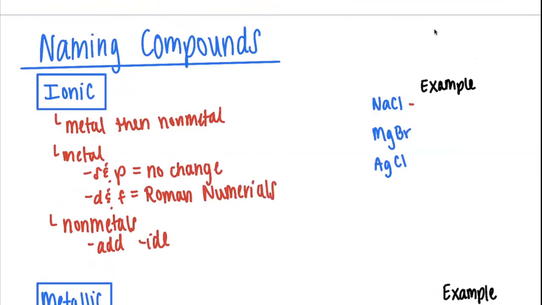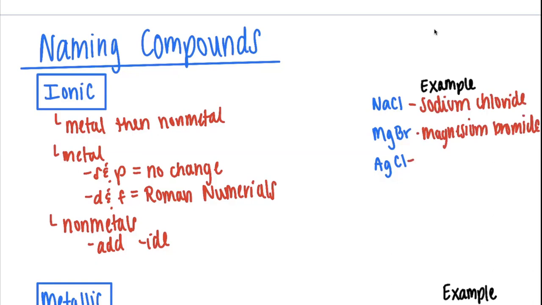So if we look over here at our examples for ionic, NaCl, Abby, becomes sodium, not chlorine, but? Chloride. Chloride, good. Okay, we've got magnesium bromide. Bromide, yeah, you're right. Good, bromide. And then this last one here, I'm going to give it to you because it's a little bit more difficult.